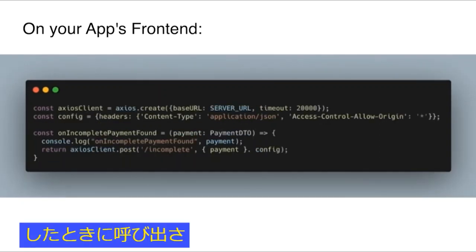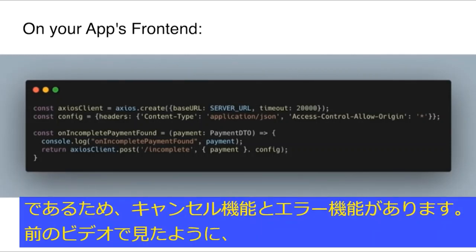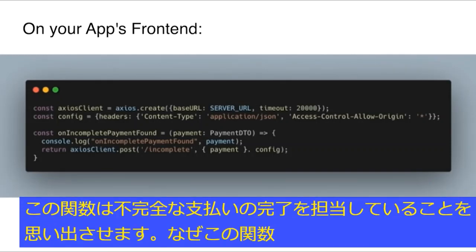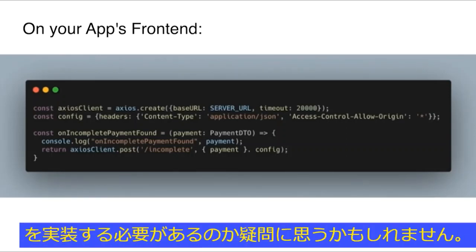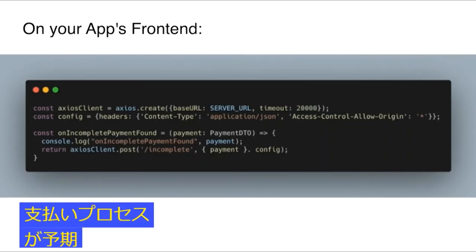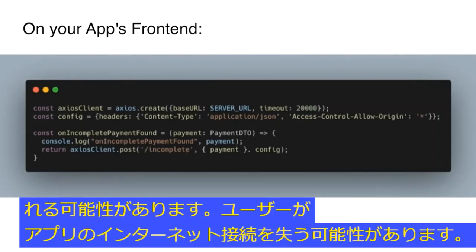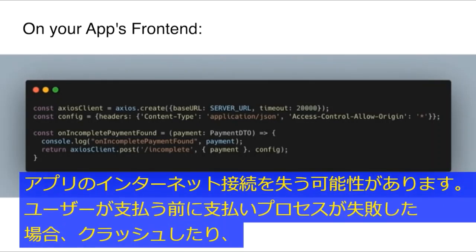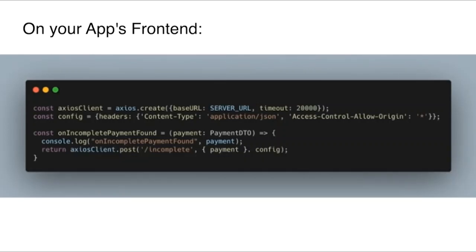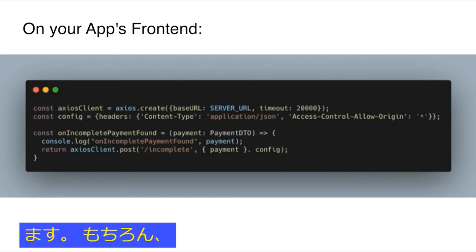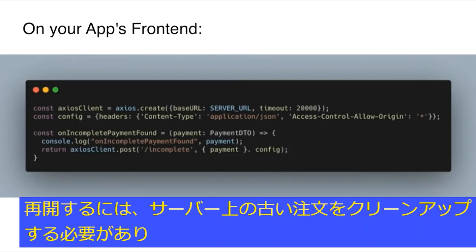Let's not forget about the onIncompletePaymentFound function that we saw in the previous video. To remind you, this function is in charge of completing any incomplete payment. You might be wondering why you need to implement this function. There's a chance that a payment process gets interrupted unexpectedly. A user might lose the internet connection, the app might crash, or the server might not respond. If the payment process fails before a user pays, then it's fine. The user just needs to start the process again. Of course, you need to clean up the stale orders on your server.